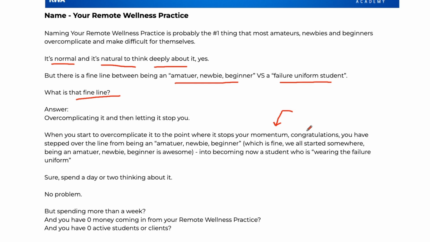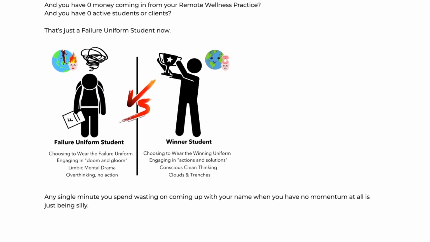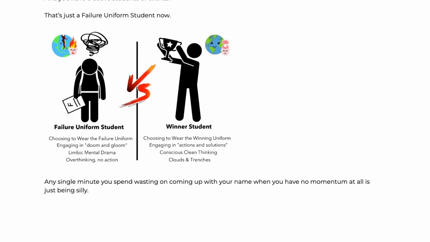So when we talk about naming your remote wellness practice, sure, spend a day or two thinking about it, no problem. But spending more than a week thinking about it, when you have zero money coming in to your remote wellness practice, when you have zero active students or clients, when you have no momentum, and now all of a sudden you've spent all of this time trying to find the perfect name, which actually doesn't exist. Well, guess what? That is how you just end up becoming a student who wears the failure uniform, okay? And so any single moment, any single minute that you spend wasting on coming up with your name when you have no momentum, I'm sorry to say, but that's just being silly.